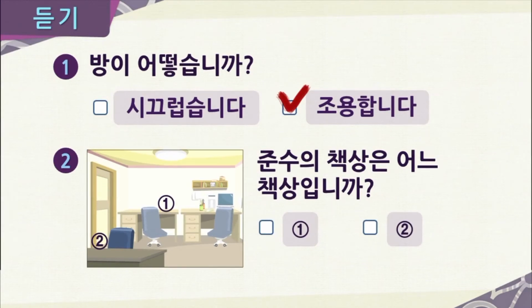Now in the next question, question 2, the question asks, 준수의 책상은 어느 책상입니까? Now recall that Chunsu was standing somewhere near the front, and what did his roommate tell him? Was it number 1, 저 책상, or number 2, 이 책상? Correct. If you recall the conversation, they were standing in the front, and the roommate told him it was that desk over there, 저 책상, or the one in the back. So it would be number 1.